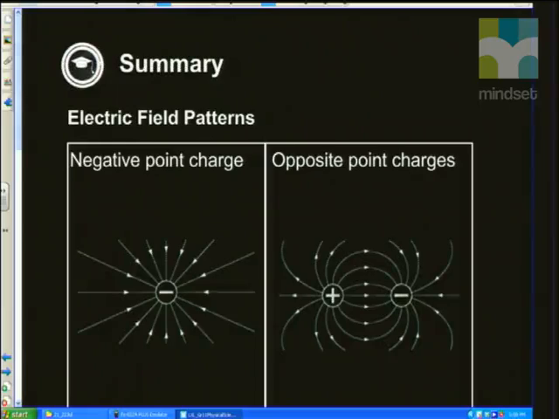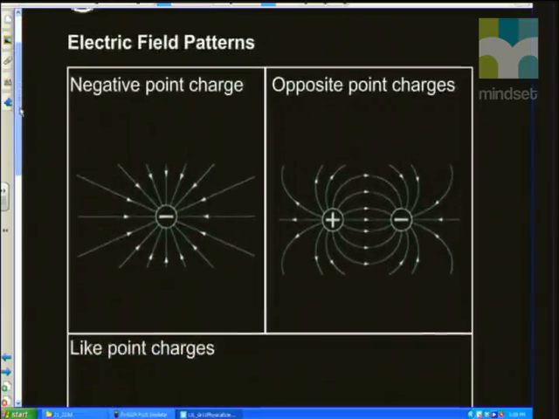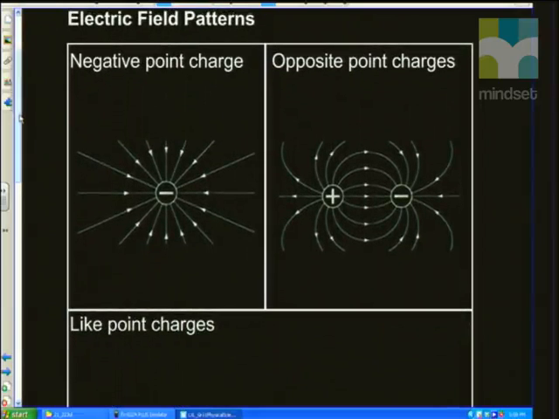Next on our summary, let's have a look at the electric field patterns. If I've got a charge, this time here I've got a negative charge here.